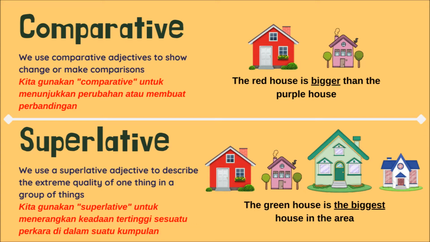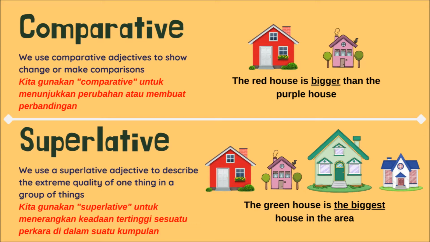Look at the pictures on your right. There are two houses. Look at the houses. They are red and purple. Look at the text below the house. The red house is bigger than the purple house.